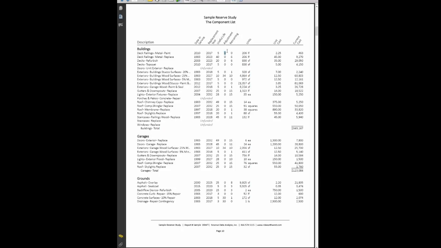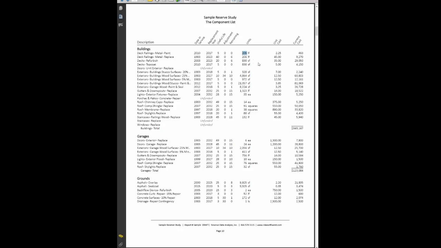And then the remaining useful life. In this case, these deck railings are being replaced in 2017, so they have a remaining useful life of 0. But as you can see through the other components, this one right below it, the metal railings themselves being replaced, have a useful life of 40 years, and they have 6 years left on their useful life before we're recommending them to be replaced.